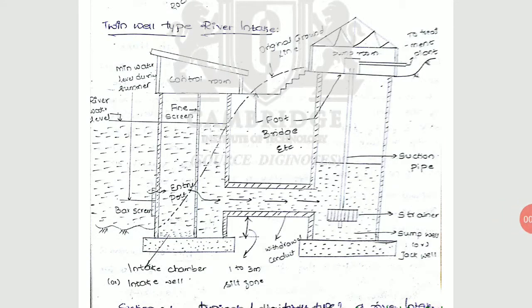Hello guys, in this video I am going to explain about types of intake wells. According to the type of source, there are different types of intakes. River intake has two types, single well and twin well type intakes. In river intake, the first one is single well intake and the second one is twin well intake.